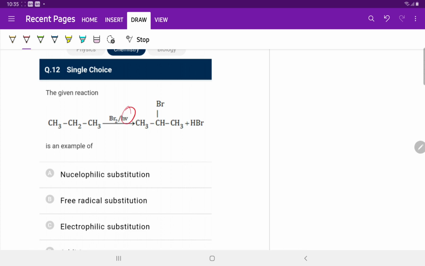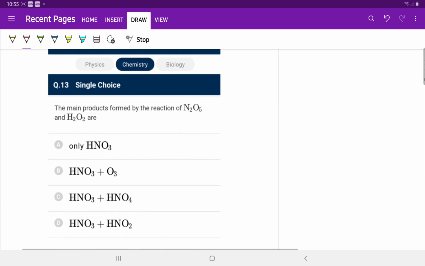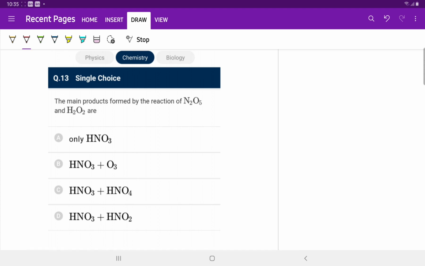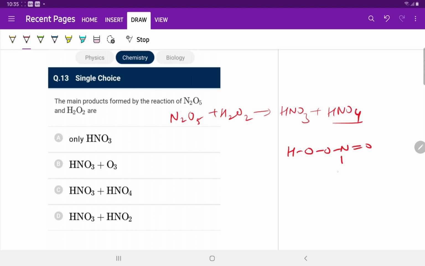Br2 in sunlight. We know very well that in sunlight there are free radicals and it forms free radical substitution. So option B is correct for question number 12. The given reaction is an example of free radical substitution. We will move to question number 13. The main products formed by the reaction of N2O5 and H2O2 are HNO3 plus HNO4. HNO4 is peroxynitric acid. Peroxynitric acid is out of syllabus. So option C is correct.